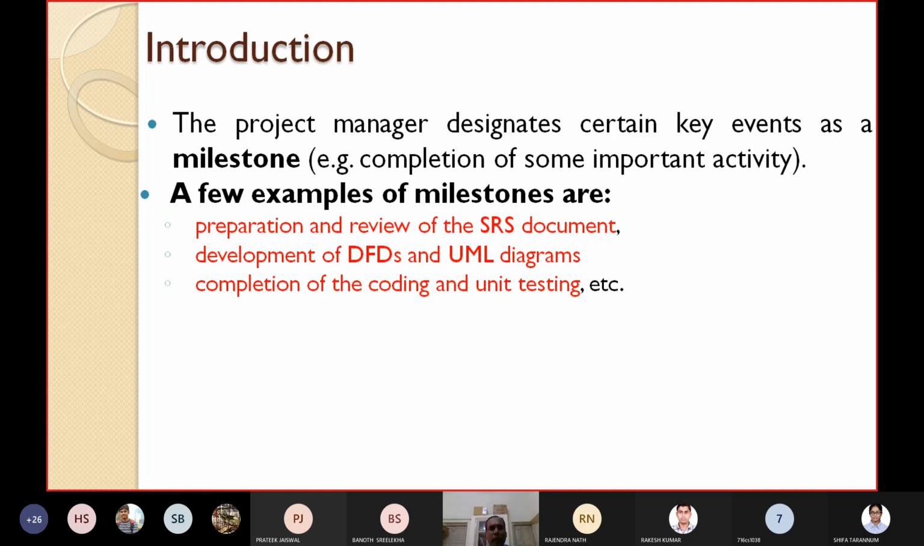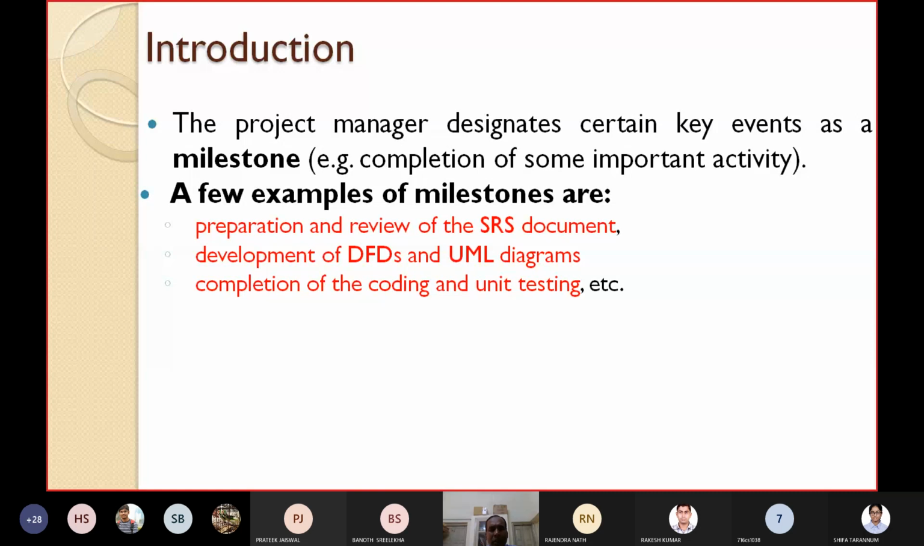The project manager designates certain key elements. They are called milestones. For example, one milestone might be completion of some important activity. After completing one activity, you can say you have reached one milestone. Next, after completion of another activity, you have reached another milestone, like that. A few examples: if you have successfully prepared and reviewed the SRS document, one milestone achieved.